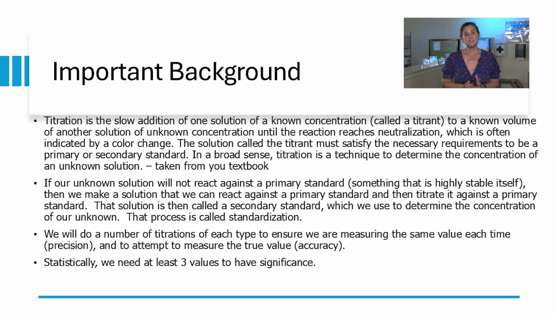Now, standardization deals with whether we have a primary or a secondary standard. A primary standard is something that is super stable, that we know its values. Usually that means our primary standard is going to be a solid. In this case, that's the KHP. So the sodium hydroxide is titrated against a solid that we dissolve called KHP, and we get its concentration based on that. That KHP is called our primary standard.